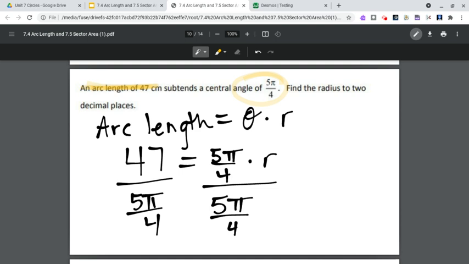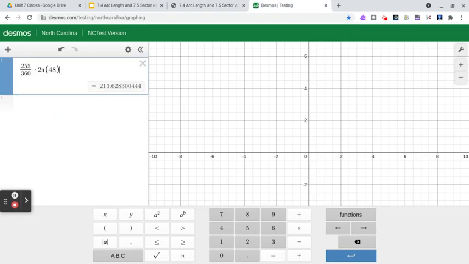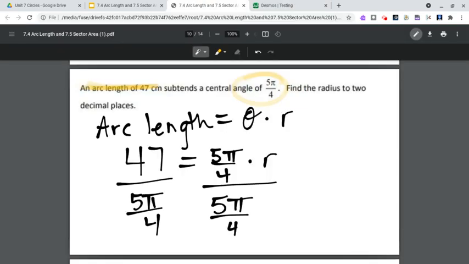We go straight to Desmos. 47 divided by 5 pi over 4. Let me put 5 pi over 4 in parentheses just to keep that together. 47 divided by 5 pi over 4 gives us a radius length of 11.97 centimeters.